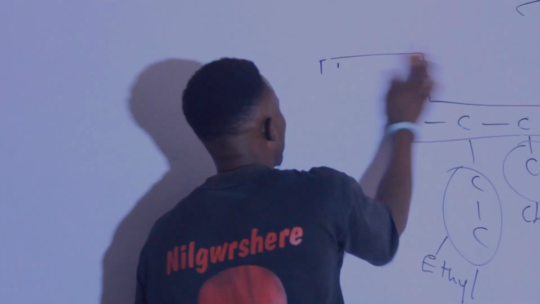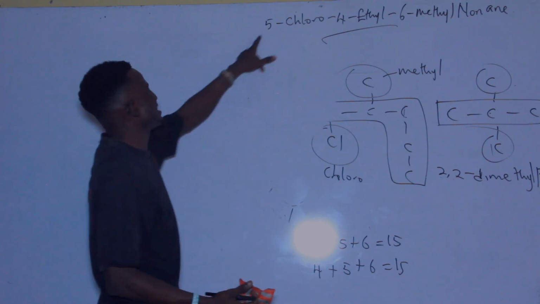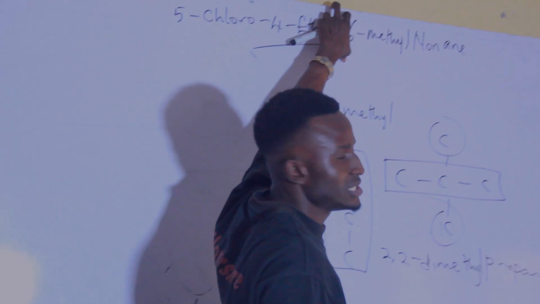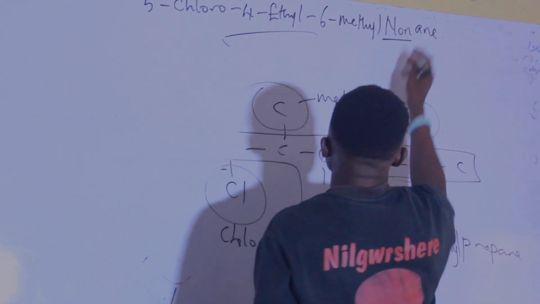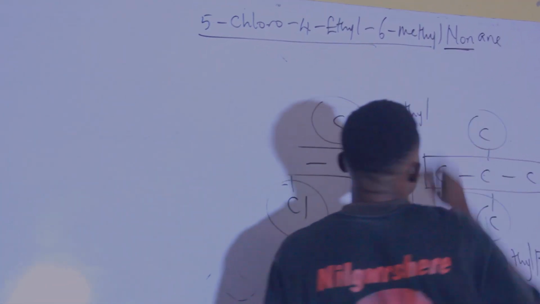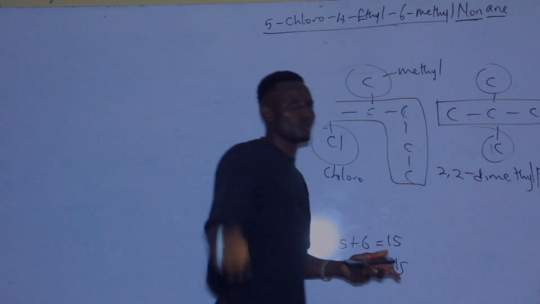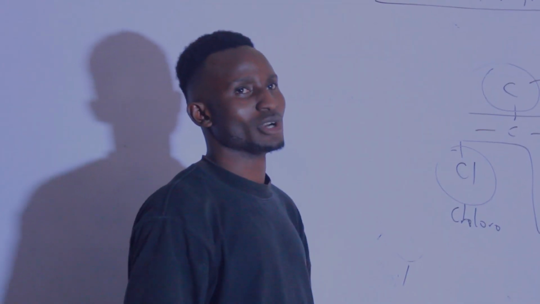Then law 5 says, whenever you want to name the organic compound, the ligands and their position will appear first. After the ligands and their position, it will be followed by the parent name. Then after the parent name, the functional group or the family name will follow. And that is the structure in which we normally name the organic compound.